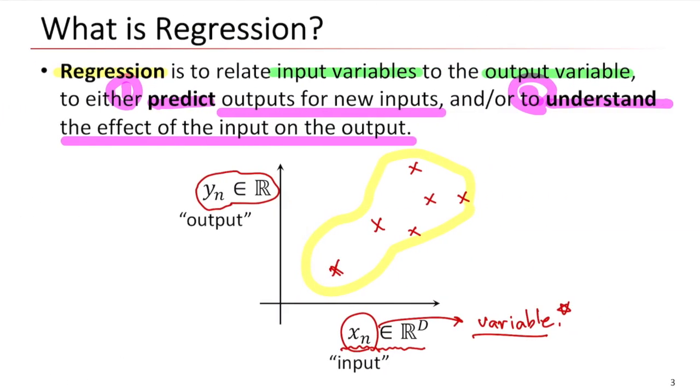And what is the regression problem? The regression is to relate the input variable to the output variable, either to predict the output of a new input or to understand the effect of the input on the output. So as you can see here, for the input variable xn, the linear regression problem is to predict or understand the effect of the input on the output, called yn. So this is the regression.